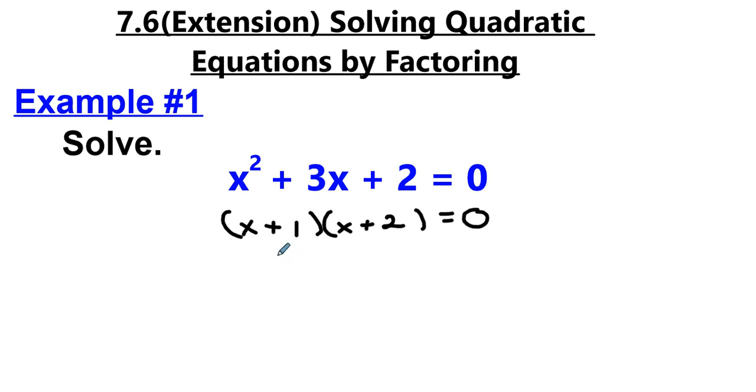So you could double check this. X times x is x squared. We'd get a 2x on the outside. The inside is x. 2x plus x is 3x. And 1 times 2 is 2. So that is the factored form of that trinomial.